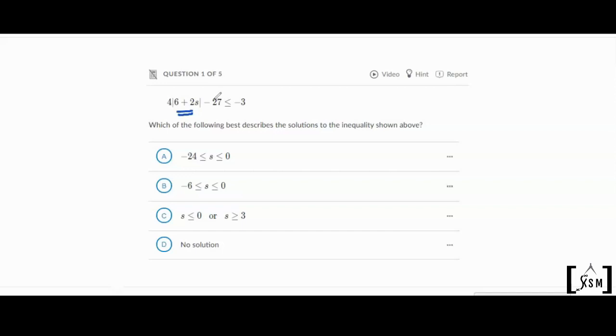One by one, we'll bring everything to the other side first. So negative 27 first we'll bring to the right side. So what do we get? We get 4 times the absolute value of 6 plus 2s is less than or equal to negative 3 plus 27. This minus 27 will become plus 27, which is basically 24.